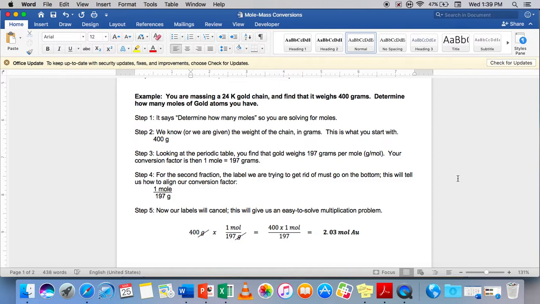Step 2 said to figure out what are you given. Well, it says in the problem it weighs 400 grams. So we know the mass of it. That is what you're going to start with. That is what you are going to write down first.